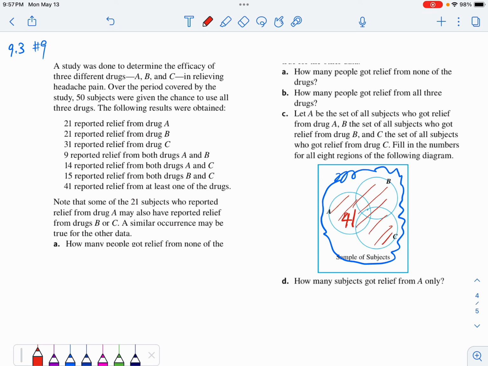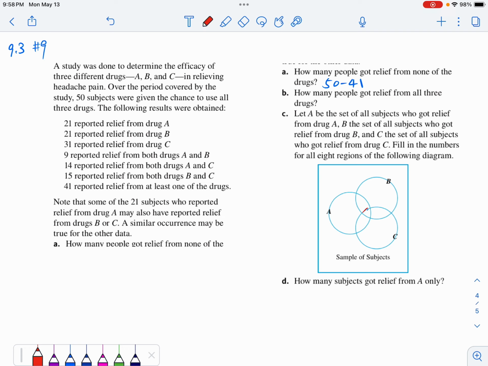Okay, 41. So therefore, part A, how many people got relief from none of the drugs, which is the outside? Well, we know the 50 is for the whole. Therefore, outside the circles will be 50 minus the 41. So that's for part A. Now let's take a look at part B. How many people got relief from all 3 drugs?